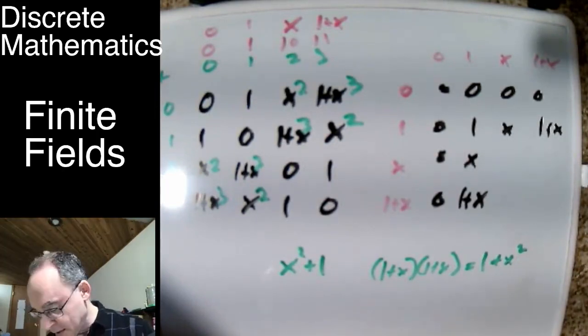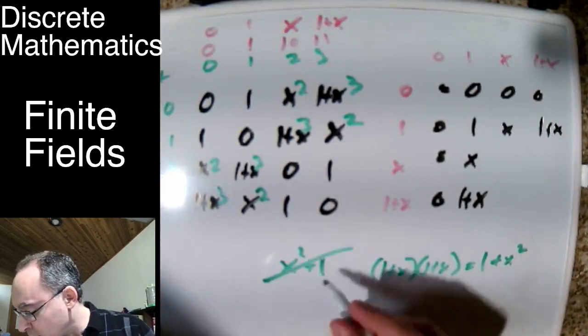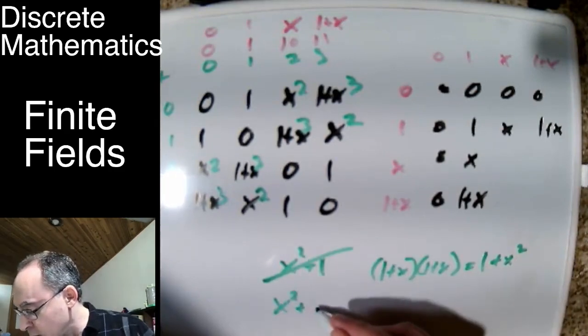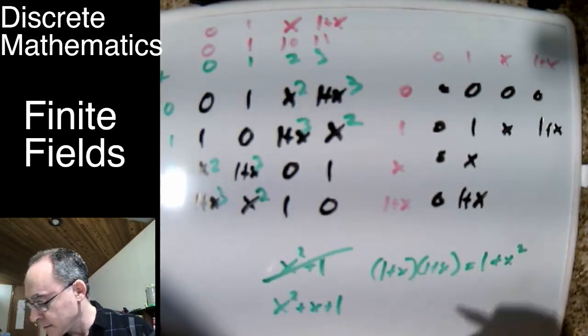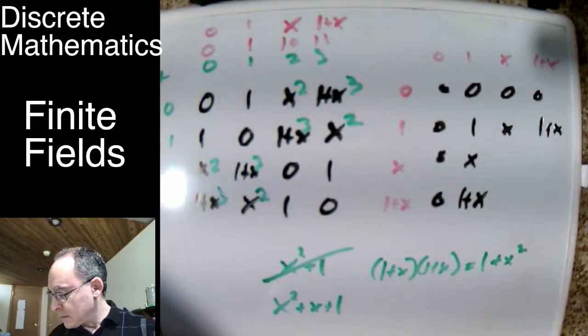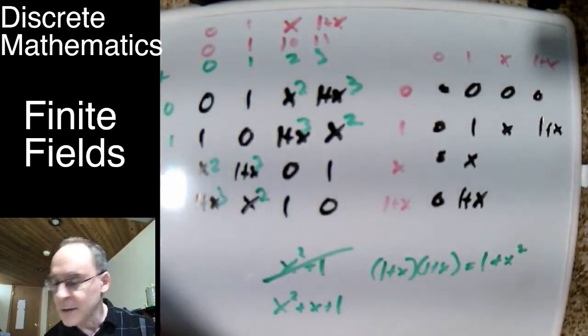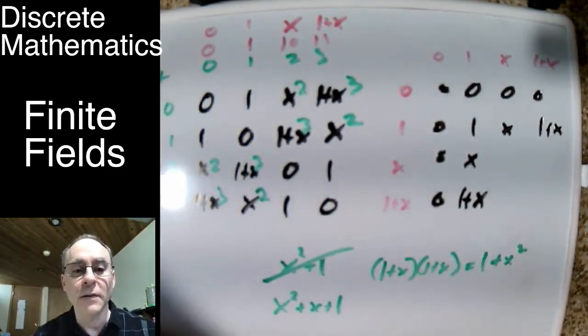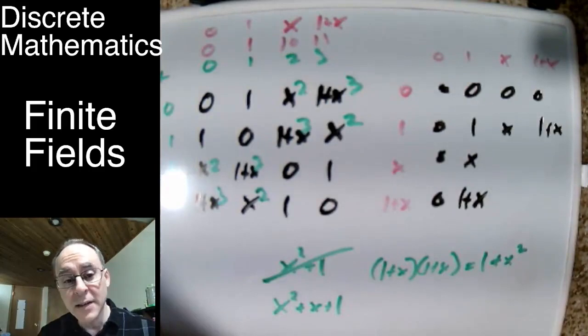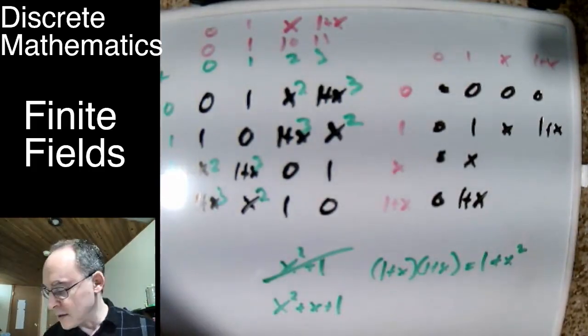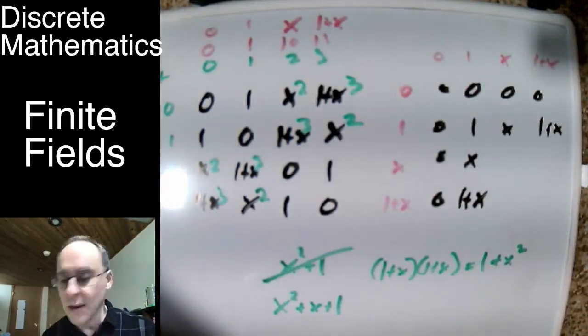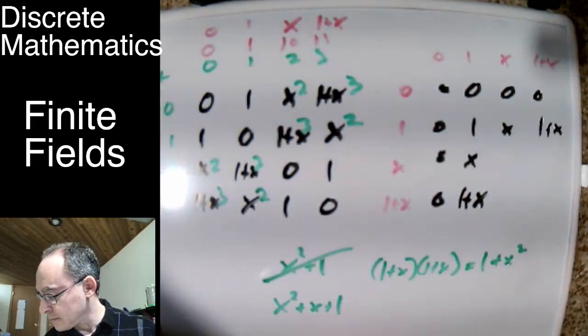We need to do one more. That won't work. We need to use x squared plus x plus 1. Because that is not the product of any combination of x or 1 plus x or any of these other things that we've done. And here we can see that exhaustively, but in general, it's not always a simple problem, but we can figure out how to find these irreducible polynomials.